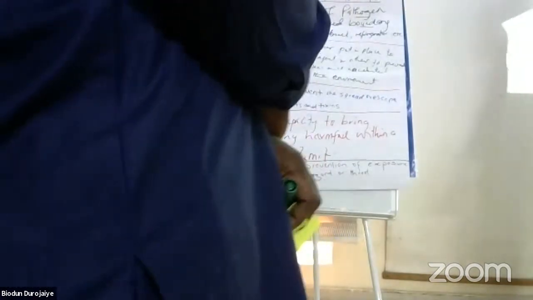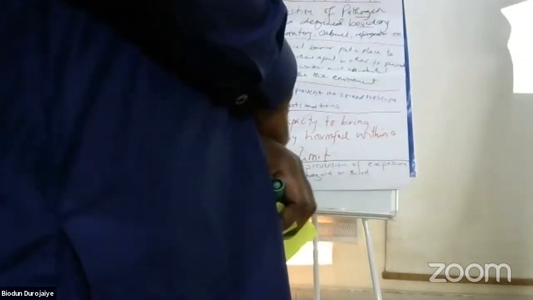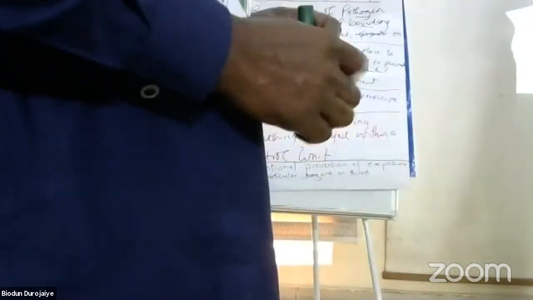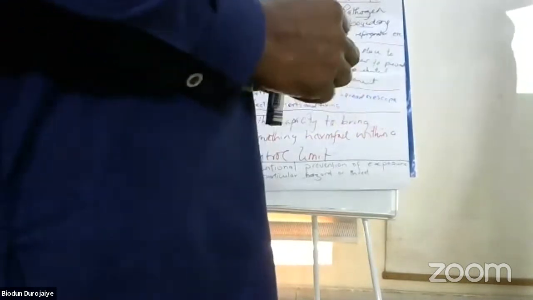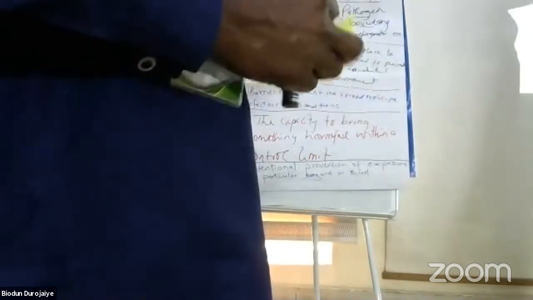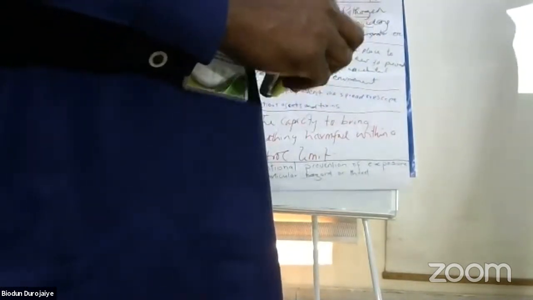Group 5: intentional prevention of exposure to particular hazard. How is that prevention carried out? We want to leave it open. In fact, that's actually the problem I have there, because you left everything open.